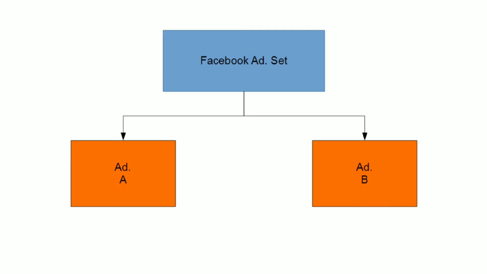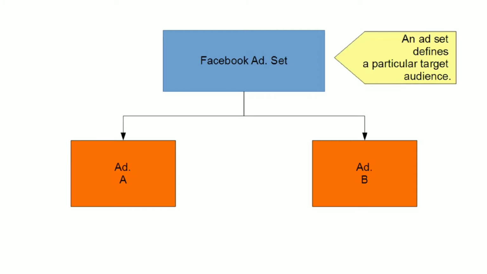First of all, you have your Facebook ad set, and then you have two ads. For the sake of argument, let's call them ad A and ad B. Now, an ad set defines a particular target audience. And it's also used to define your budget, your schedule, and the bid type.